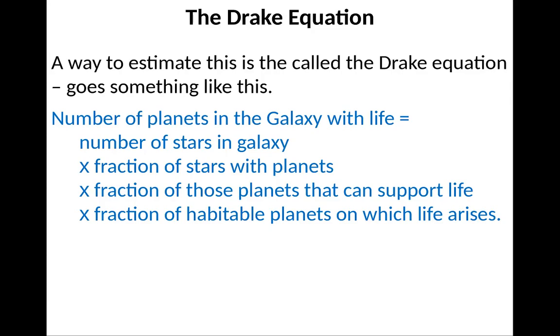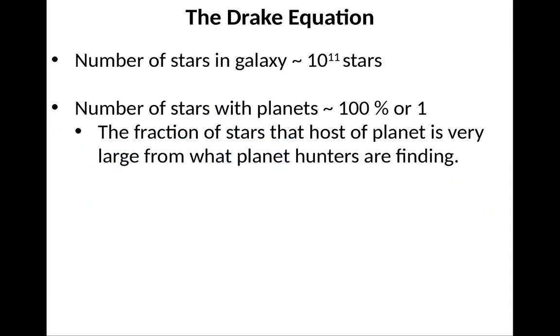Okay, so it begins like this: you take the number of planets in the galaxy with life. The number of planets in our galaxy that have life is the number of stars in the galaxy times the fraction of stars with planets times the fraction of those planets that can support life times the fraction of habitable planets on which life arises. Okay, so let's start out with that guess. The number of stars in our galaxy is 10^11, which is roughly about 100 billion or so.